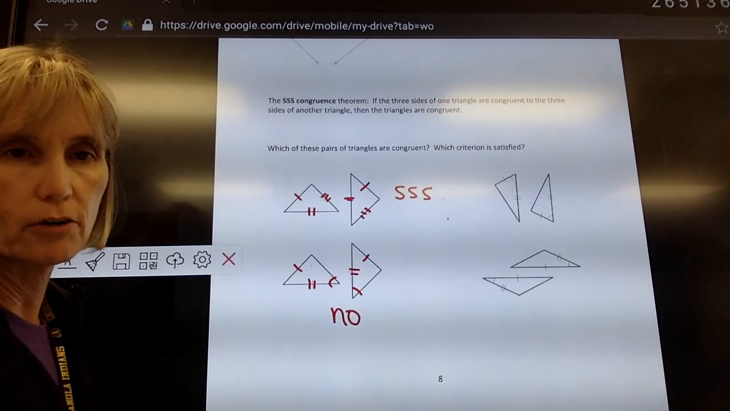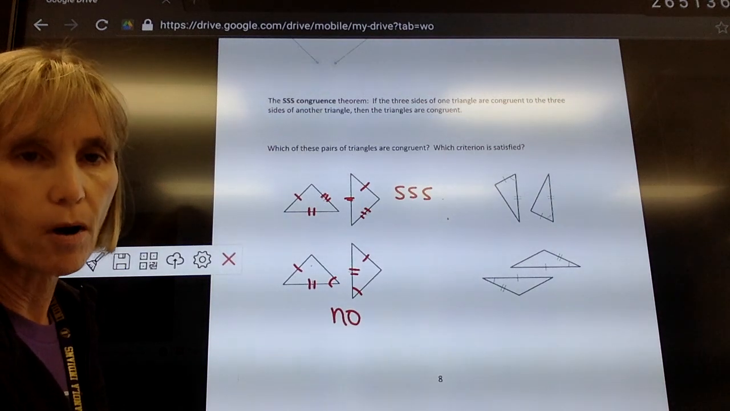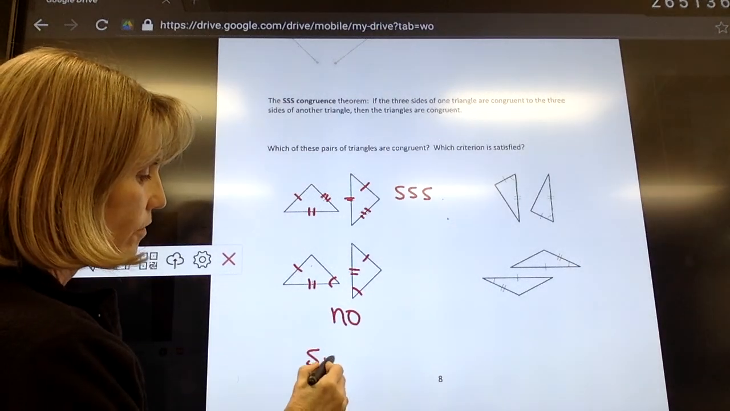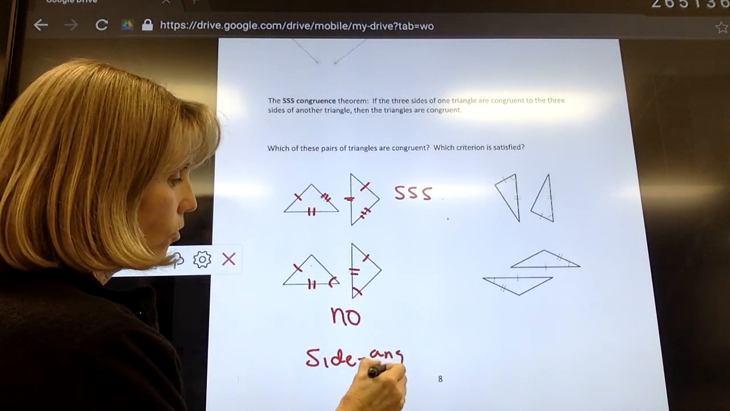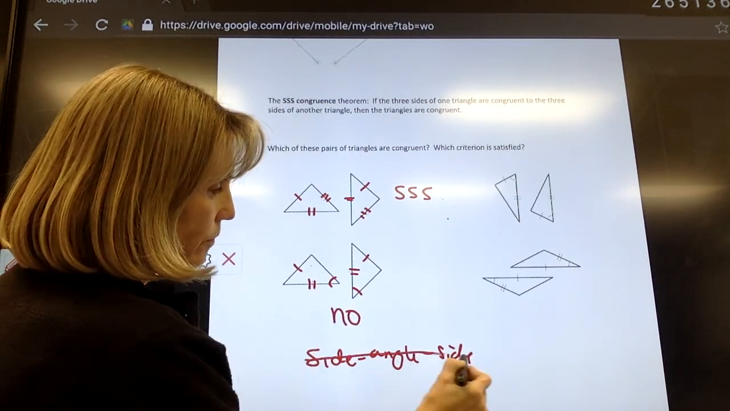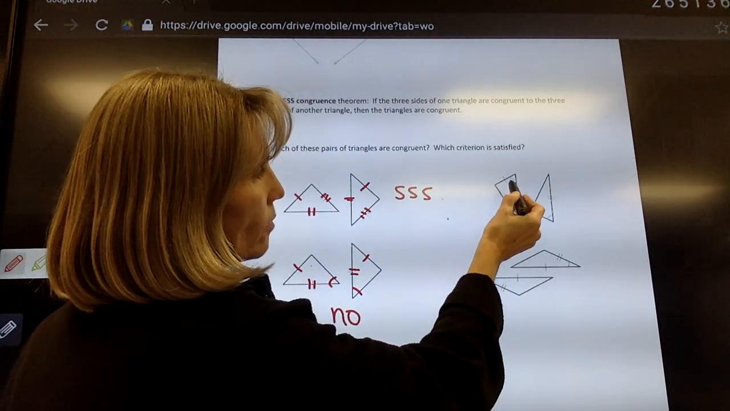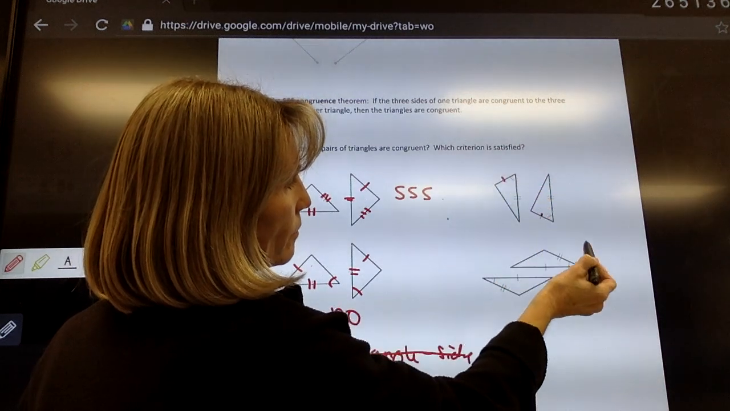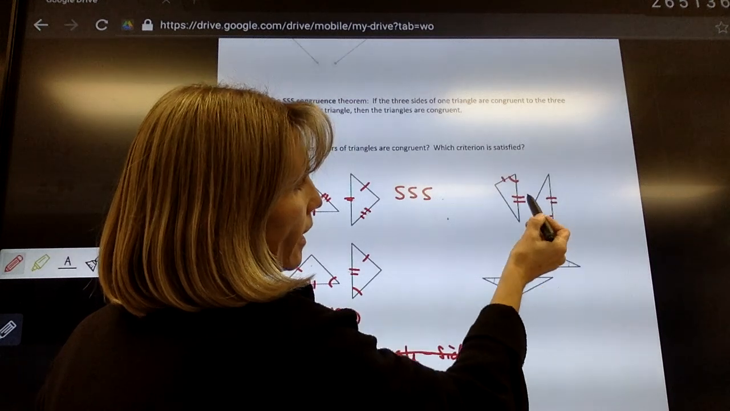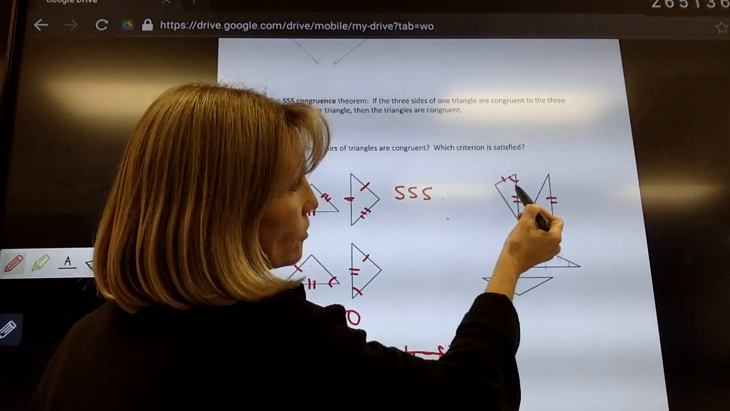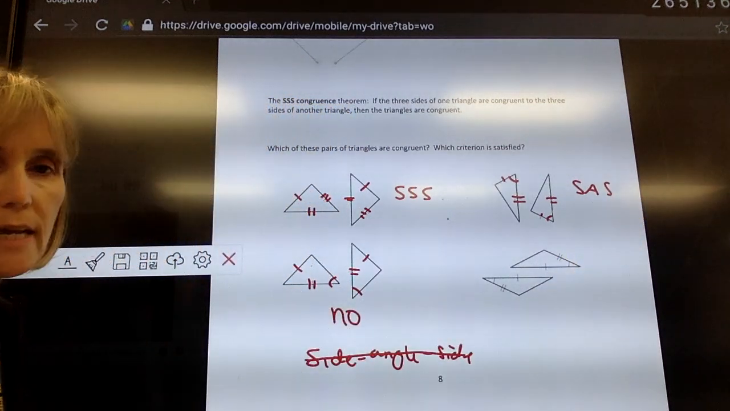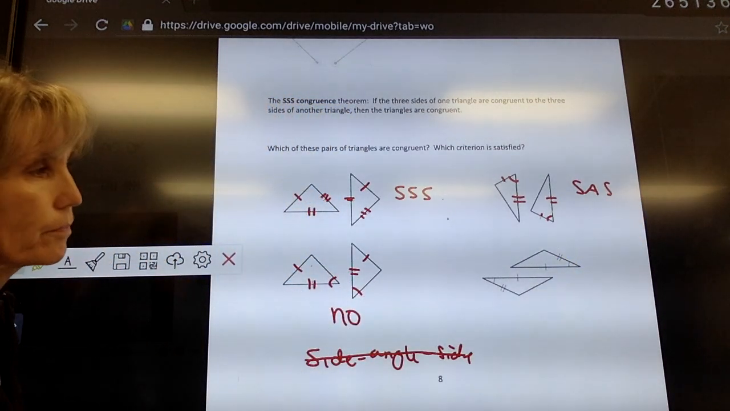We don't have criteria for that. Even though I have the three parts, they're not the correct parts. They have to be in the order of side, angle, side. And I don't have that correct order here. Okay? Up here, when I look at this, I have a side, I have an angle, and I have another pair of sides. And this time that angle is in between the two sides. So yeah, that's side, angle, side. That's the criteria that says yes, those two triangles are congruent to each other.